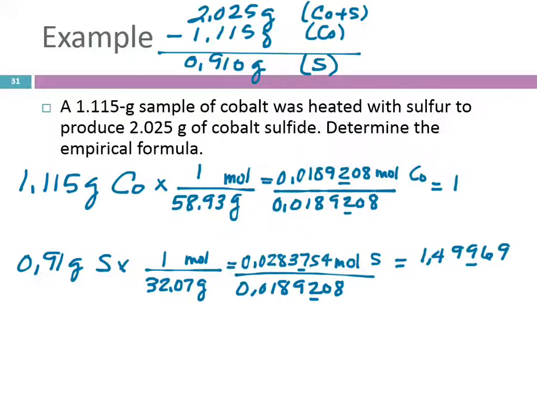What's that really close to? 1.5. So this is telling me that the ratio of cobalt to sulfur is 1 cobalt to 1.5 sulfurs. Those aren't whole numbers, are they? If I multiply them both by 2, would the ratio still be the same? So if I multiply this by 2, what do I get?